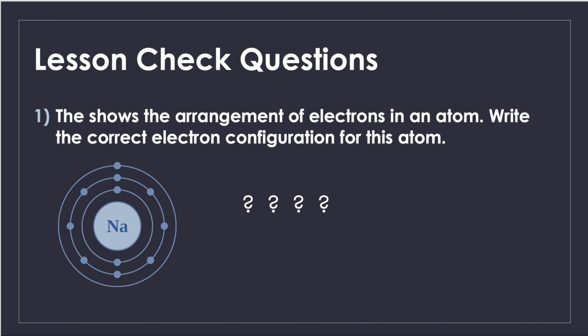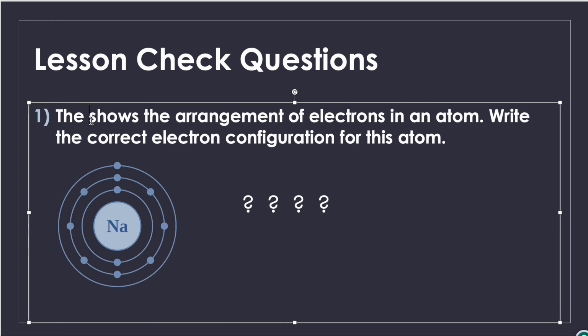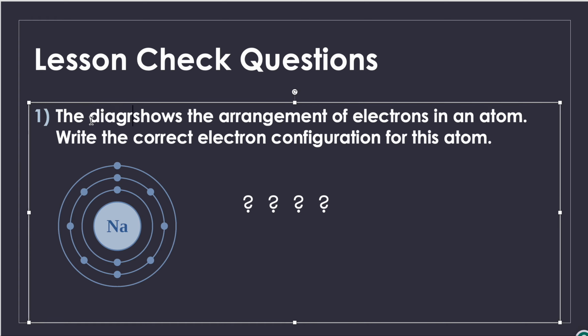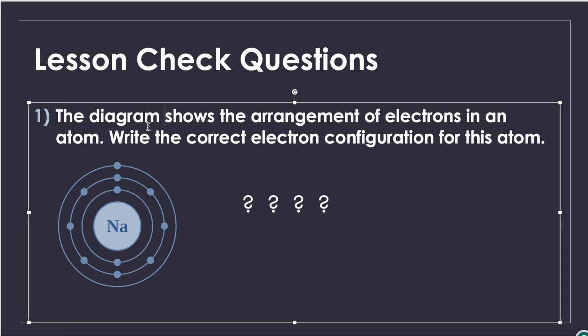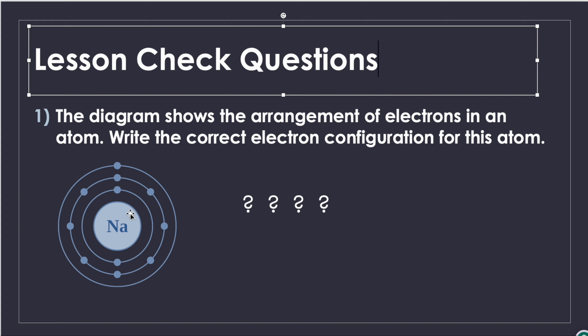Lesson check. This diagram shows the arrangement of electrons in an atom. We have 2, then 8, and we have 1 here. So we have a total of 11 electrons. What is the correct electron configuration?